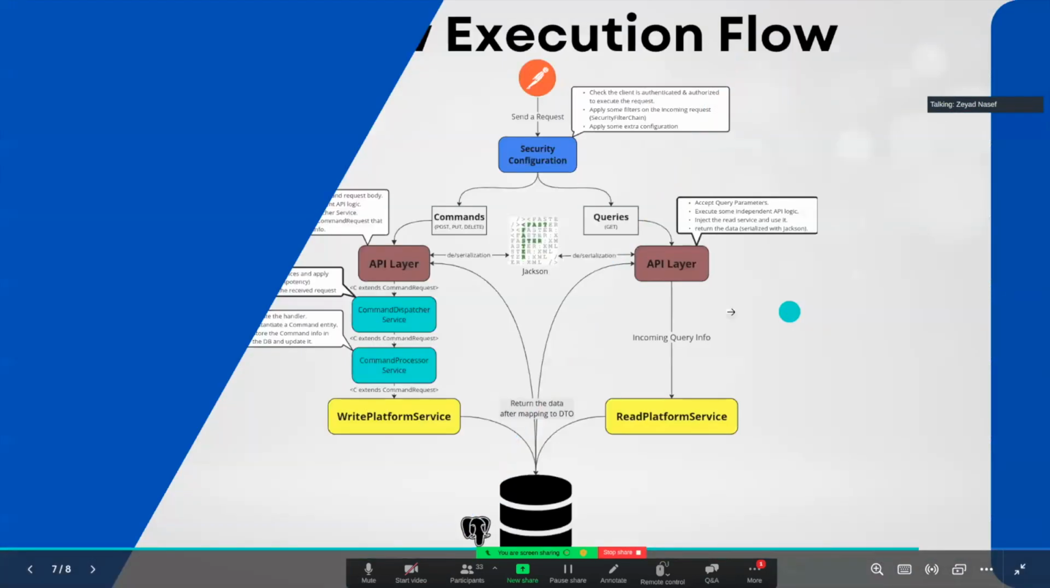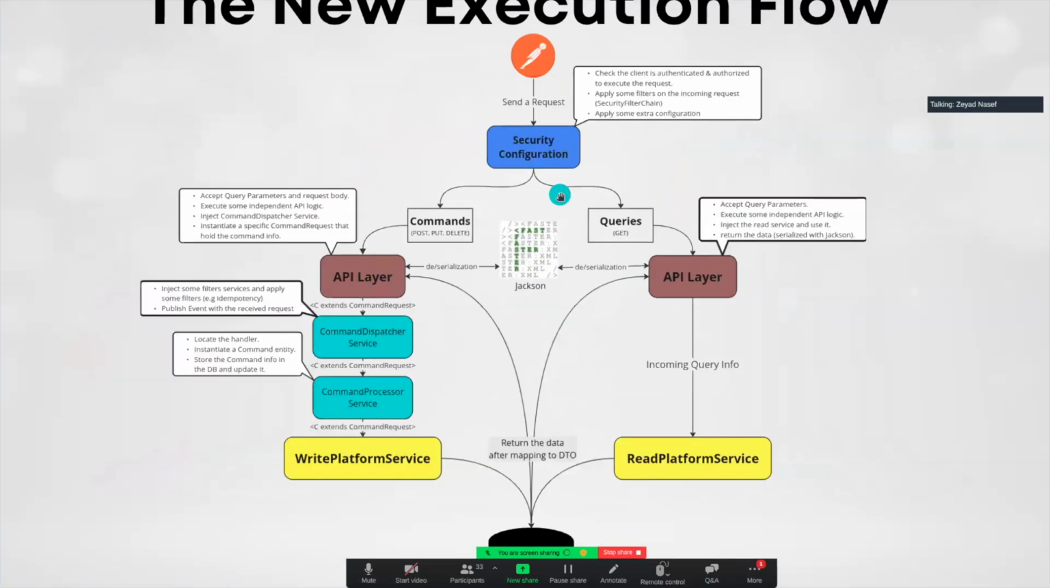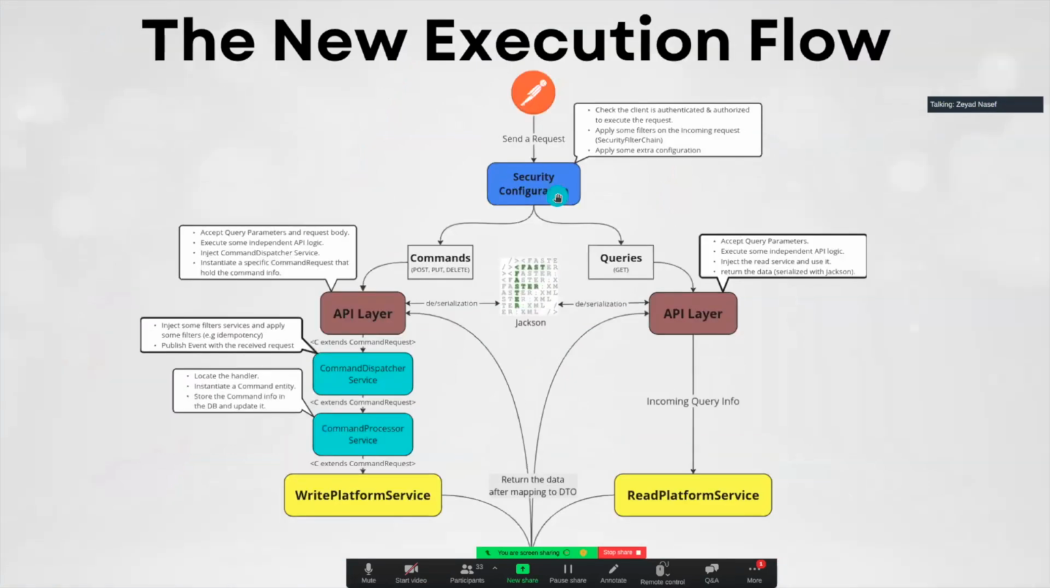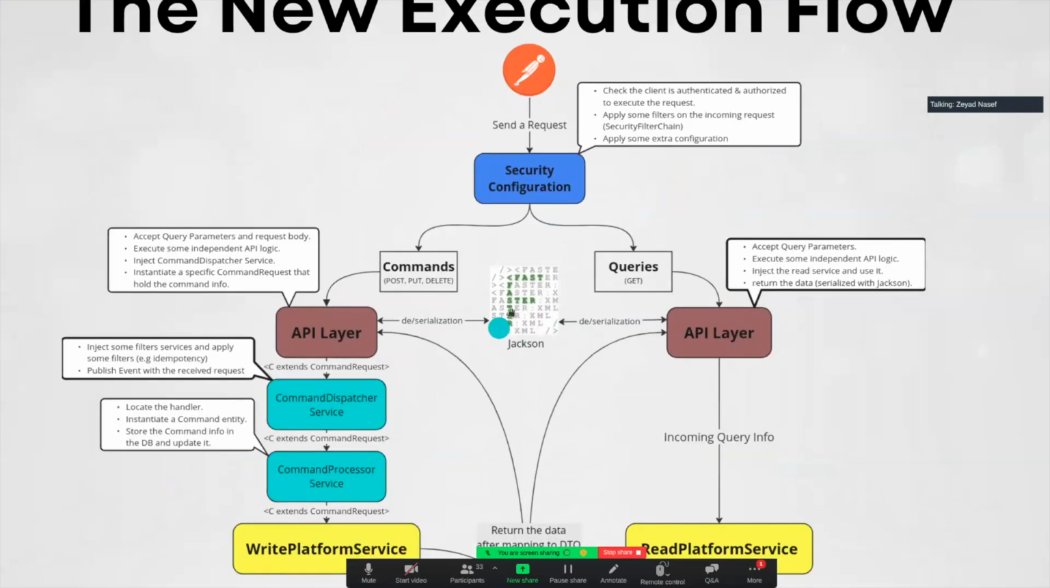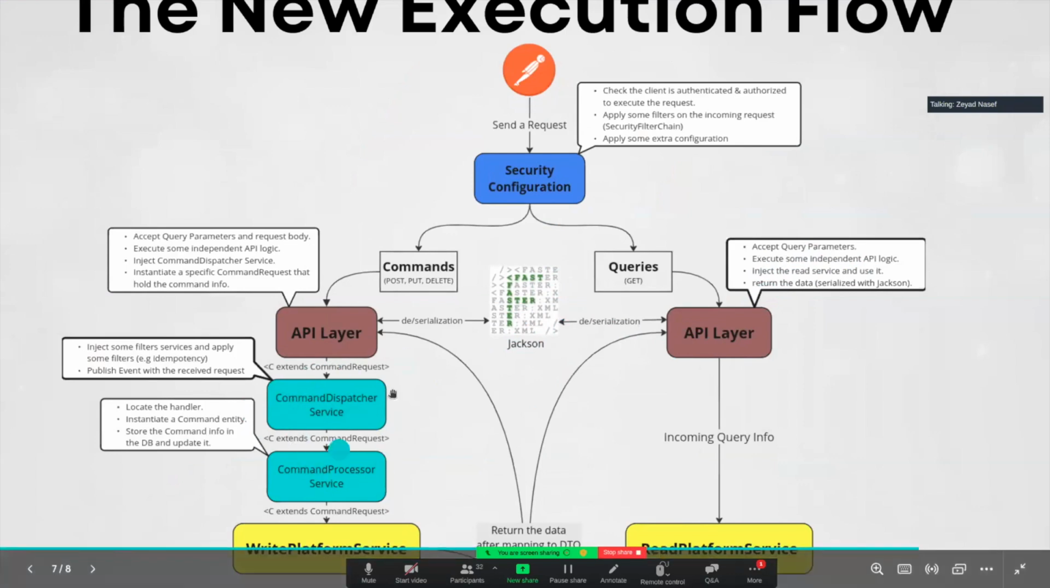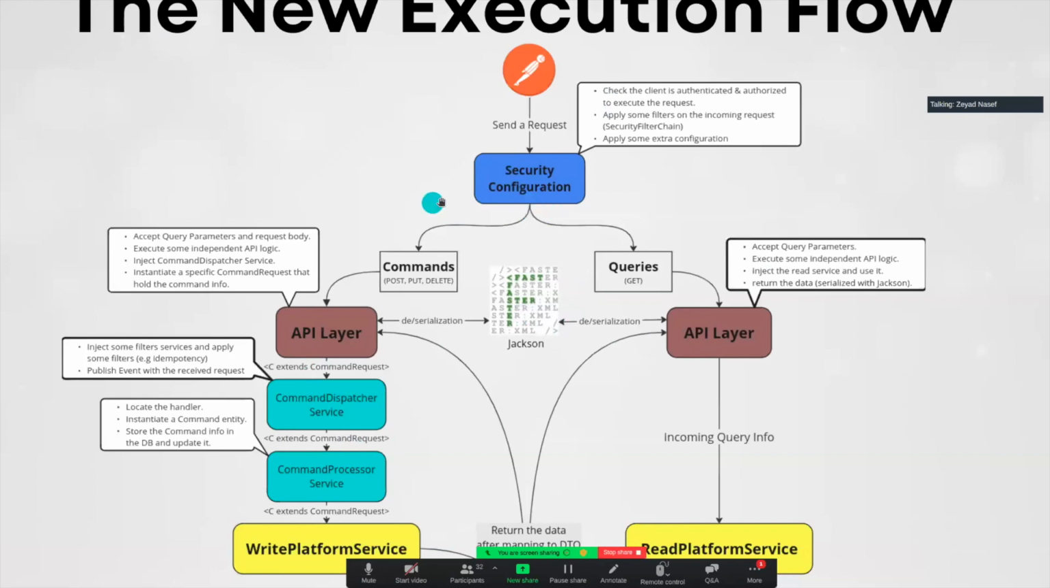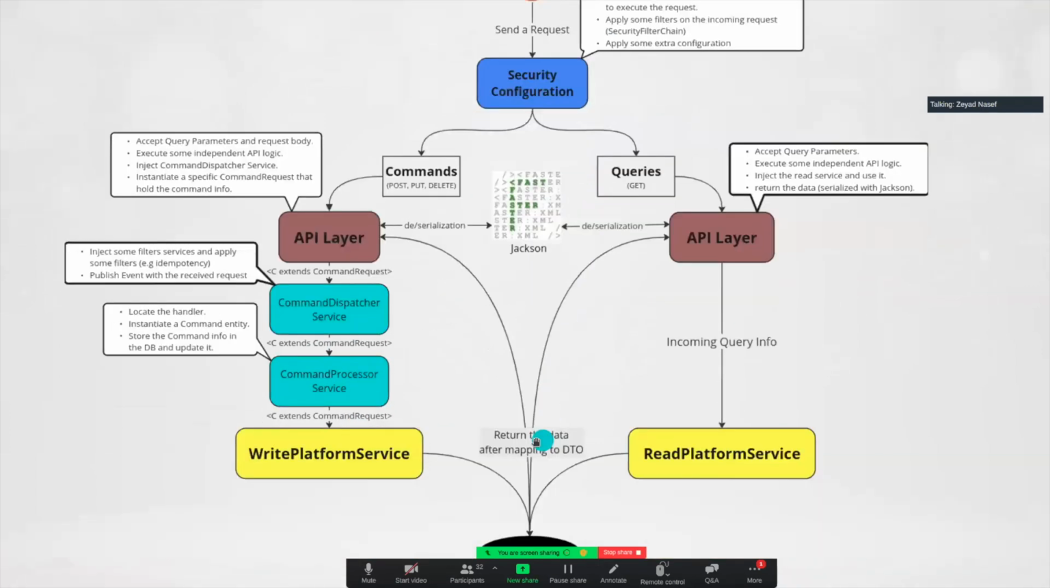Here is the new execution flow. The previous one we showed was using a JSON library here. Instead, we are using Jackson. For each API layer, we were using some security logic that is buried in the API layer here or in the intermediate services here. But in our new execution flow, we just make a centralized place to make sure that the client is authorized to fetch or write the data he wants to execute.